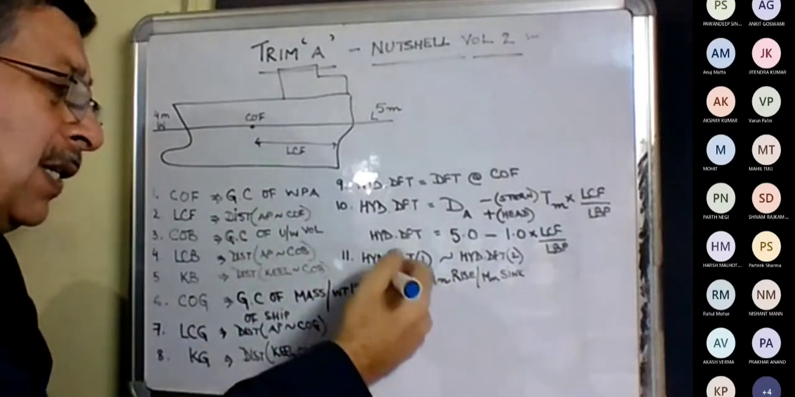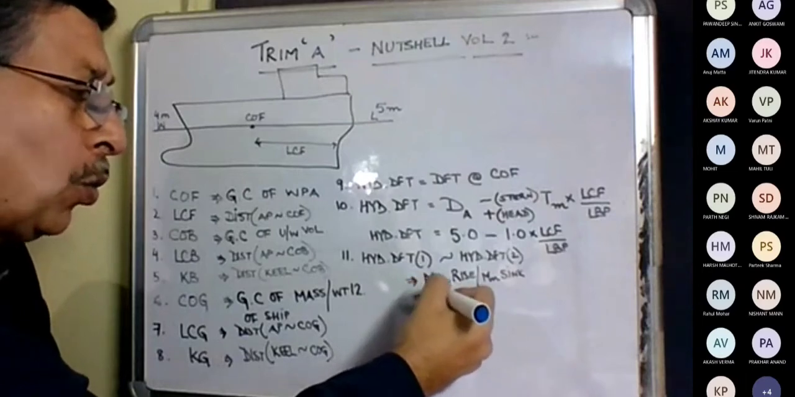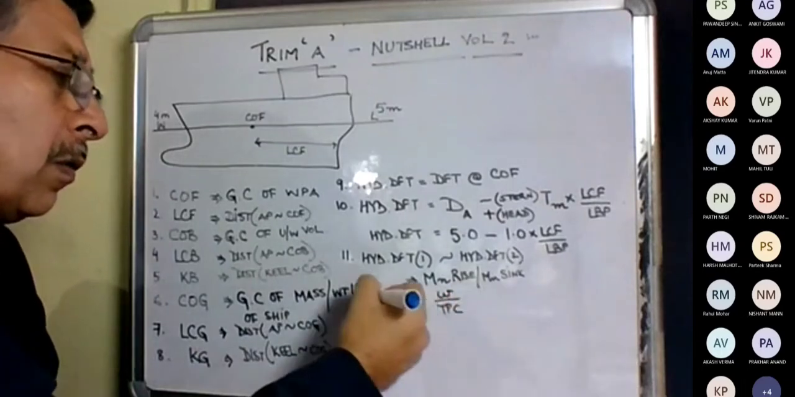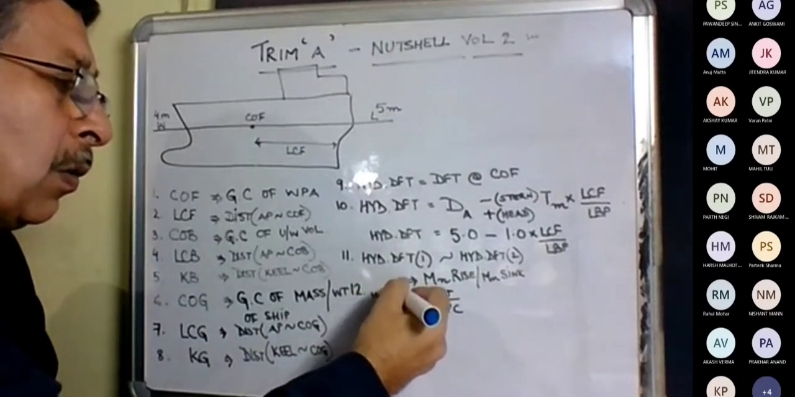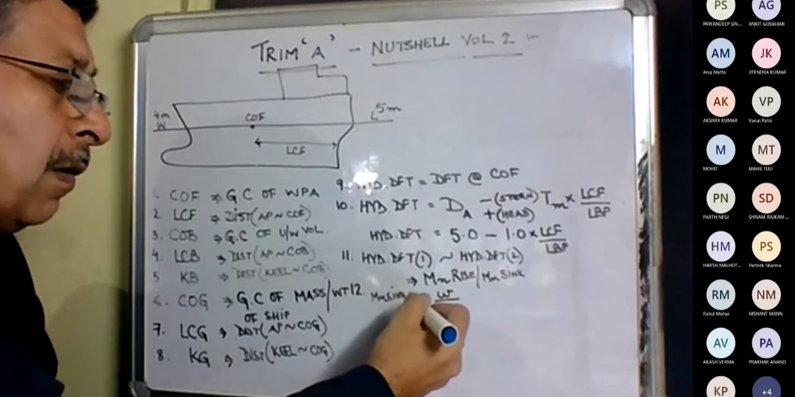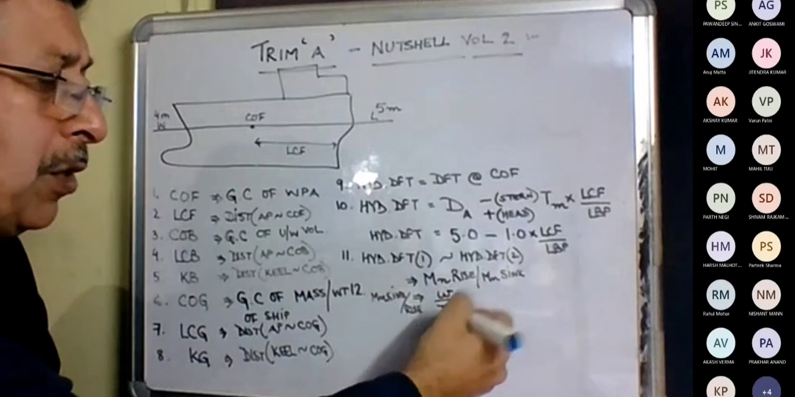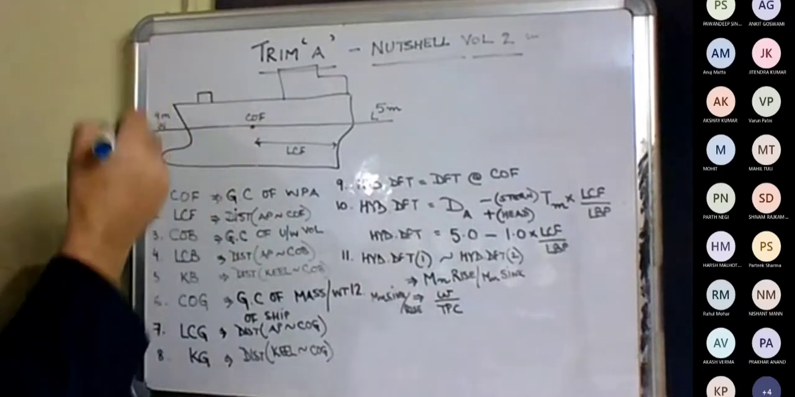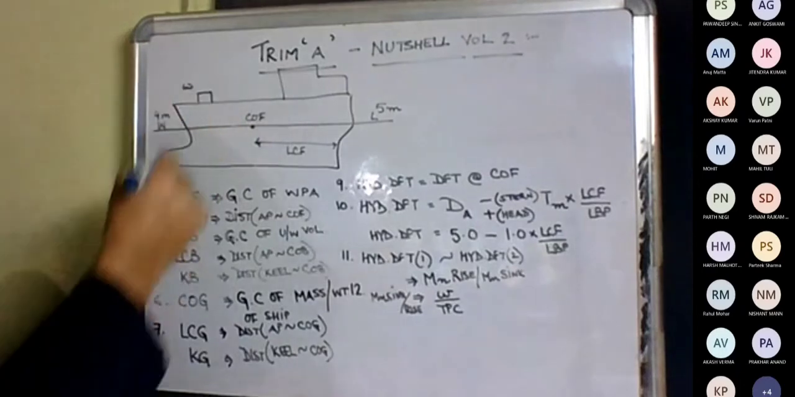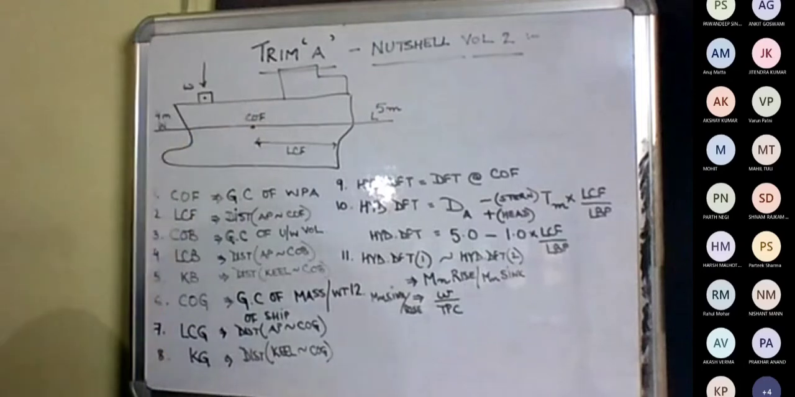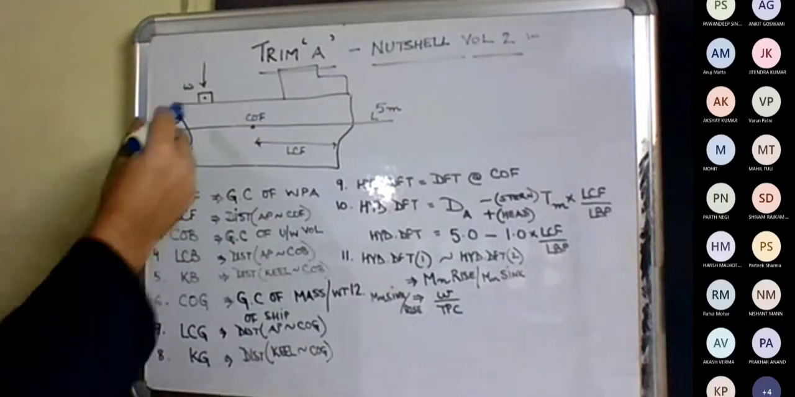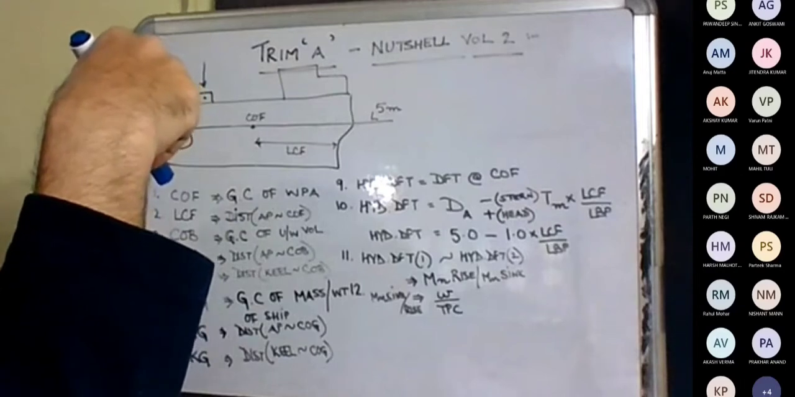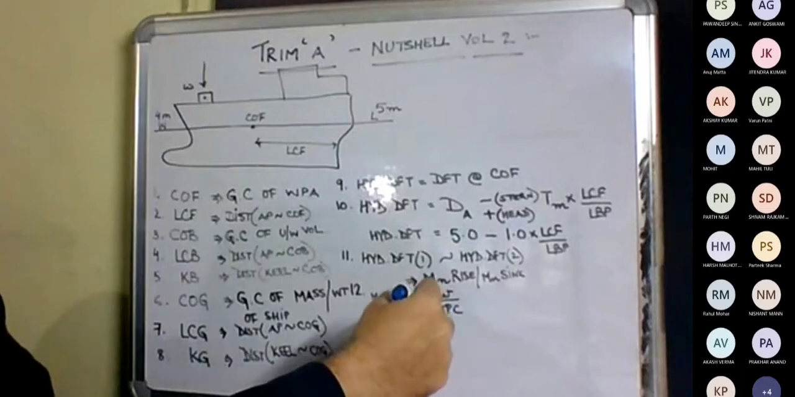This mean sinkage or rise is also equal to W upon TPC. Small w is a weight which is being loaded, let's say, anywhere on the ship. It could be anywhere, forward, aft, port, starboard. TPC is the tons per centimeter immersion.